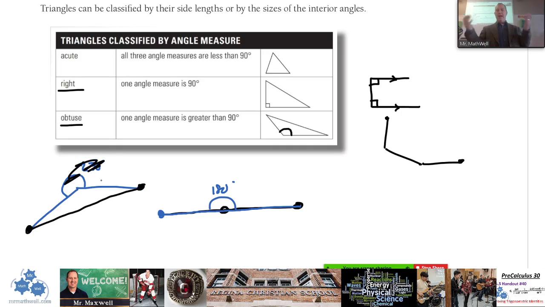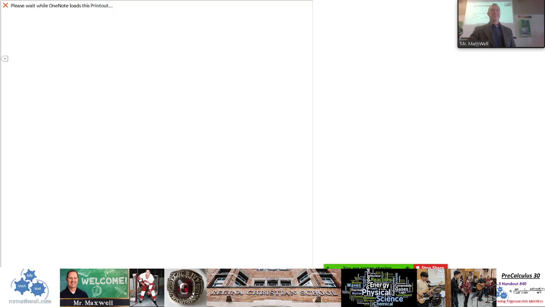So you can have something called an obtuse triangle as well, with one angle between 90 and 180. Okay? So that's how you classify triangles by their angle measures. Any questions there? All right.